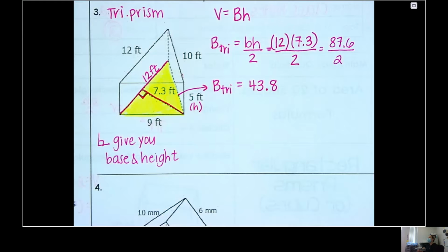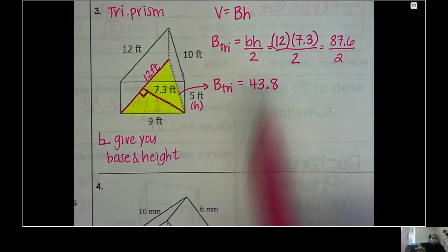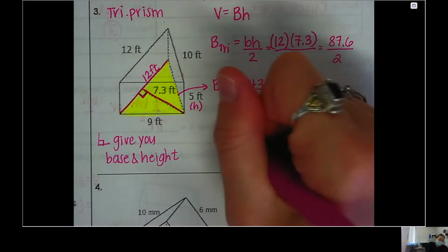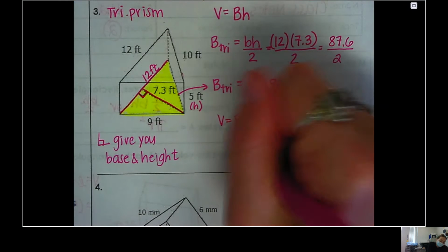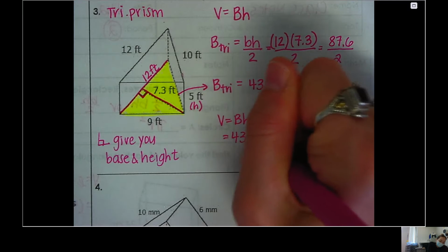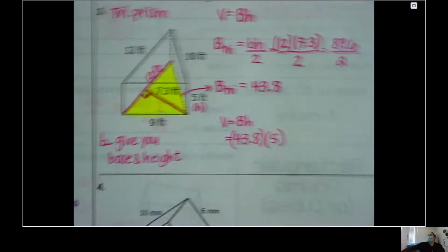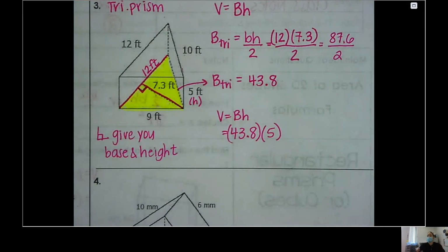So my last step is I'm going to take this area of the triangle right here, and I'm going to multiply it times the height of my whole prism, which is 5. And that'll give me my final answer. So area of the base triangle times the height of the whole prism. So multiply them and tell me what you get.